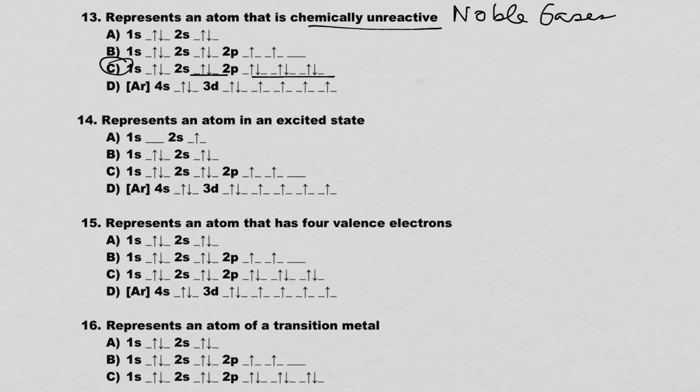All right, 14, which represents an atom in an excited state? Every time, if you've noticed, you're asked to write electron configurations, it typically says the ground state electron configuration. Ground state meaning lowest energy possible, our normal filling order. So excited means some electron, one or more, have gained energy or are in a higher energy orbital than they normally would reside. So in other words, you're looking for something that has electrons in a weird place that's unexpected.